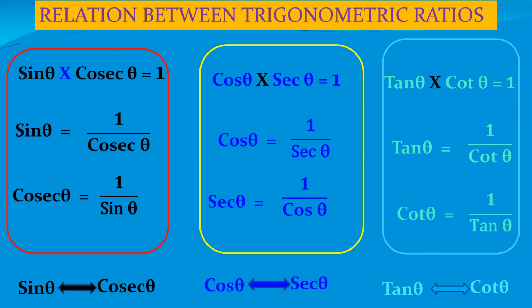1 by tan theta. So here we can observe that if two products make 1, they are called multiplicative inverses. Hence sin theta and cosec theta are multiplicative inverses of each other, and cos theta and sec theta are also multiplicative inverses of each other, and tan theta and cot theta are also multiplicative inverses of each other.